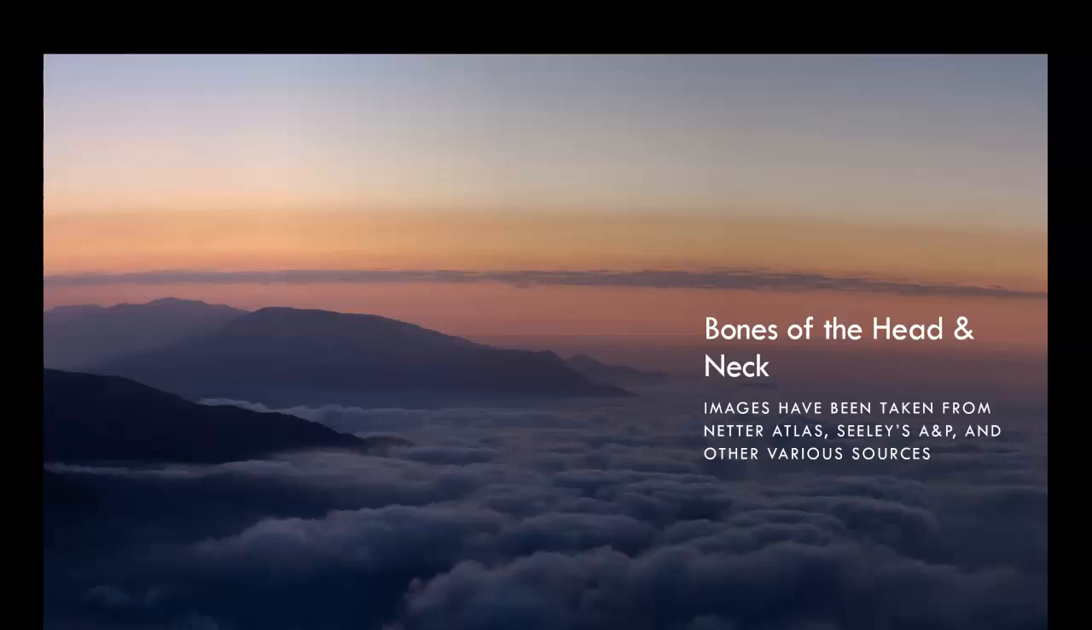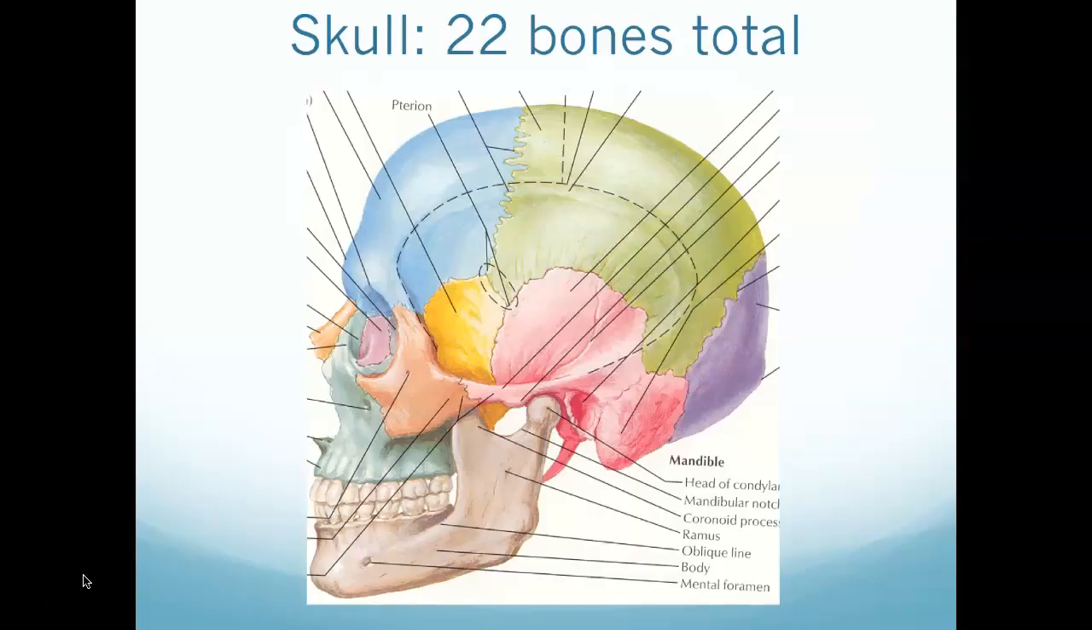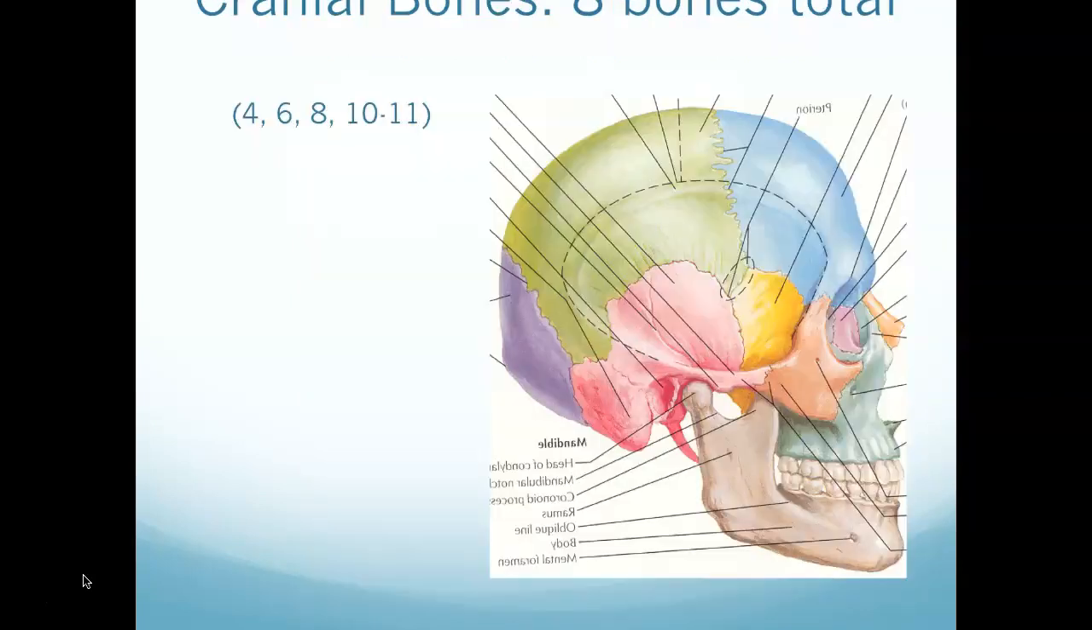Welcome to your lecture on bones of the head and neck. We will be discussing structures that we find on cranial bones as well as facial bones and the cervical vertebrae. So first I want to mention that there are a total of 22 bones within the skull, and we're going to start off with our cranial bones.